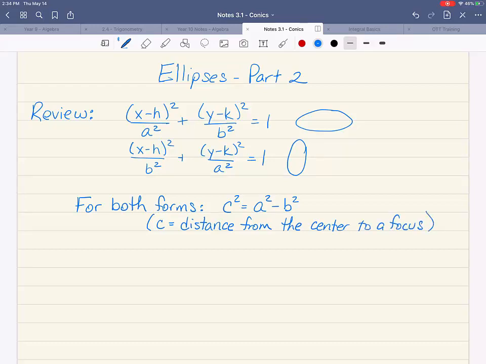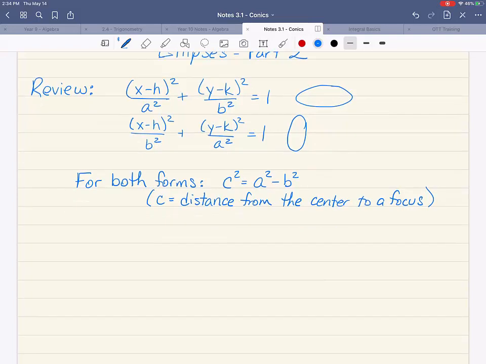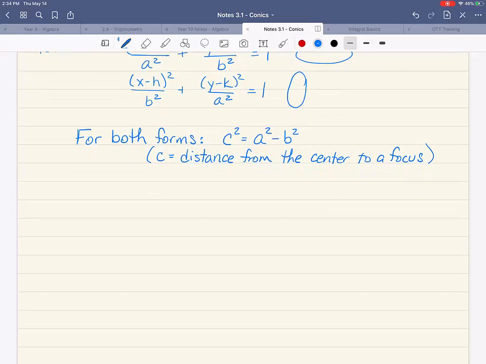Now in the previous video we talked about the length, the long way on an ellipse is called the major axis and the short way is called the minor axis. There is no name for the length of the distance between the foci, but the c value is the distance from the center to the focus. So we will be using that information in a problem in just a minute.